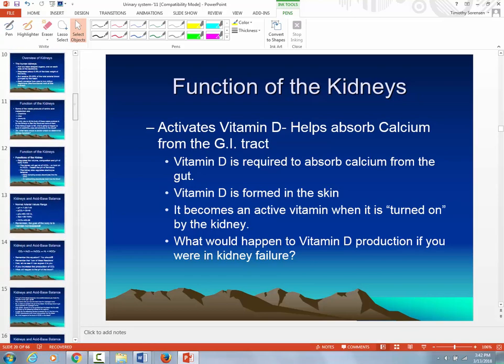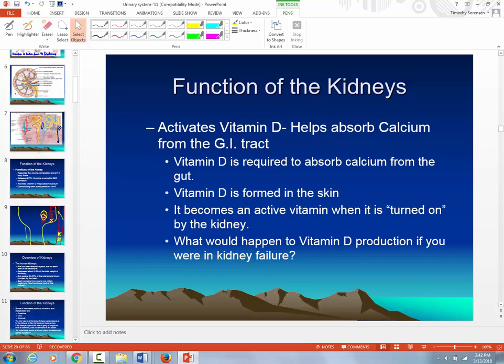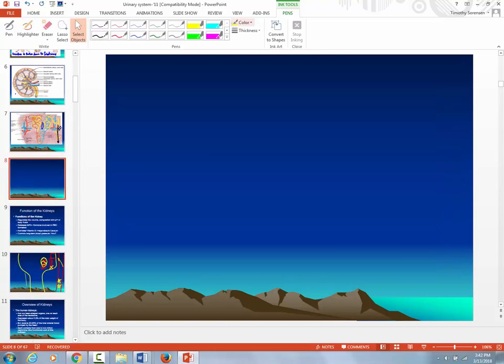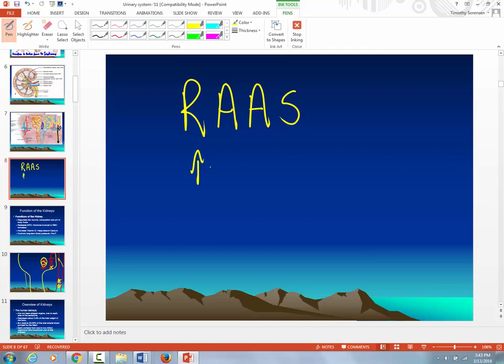One of the ways that the kidney maintains long-term blood pressure is through what's called the renin-angiotensin-aldosterone system. The renin-angiotensin-aldosterone system is a group of enzymes and chemicals and hormones that will ultimately raise your blood pressure. So its function is to raise your blood pressure and to decrease urine output. You got me? All right.